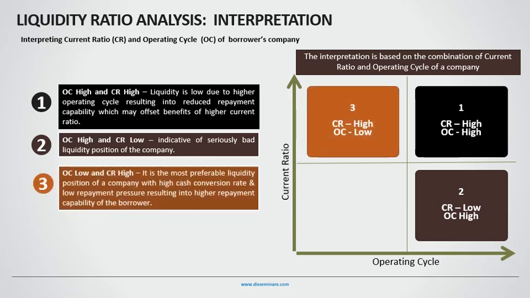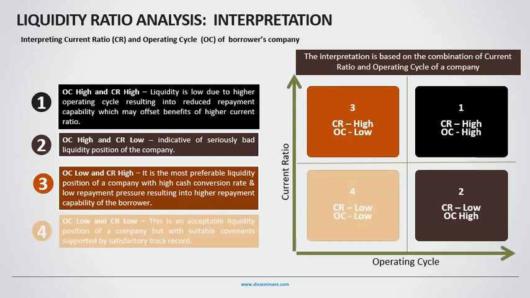Scenario 3. High current ratio and low operating cycle. This is the most preferable liquidity position of a company with high cash conversion rate on low repayment pressure resulting into higher repayment capability of the borrower. The banker shall consider the company's business situation favorable for extending credit.